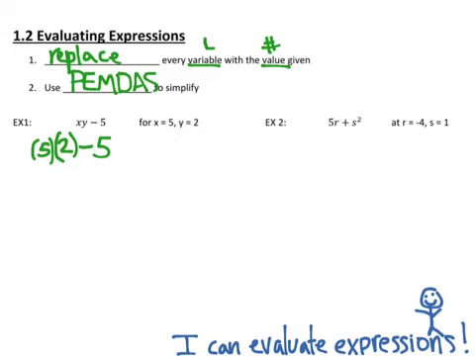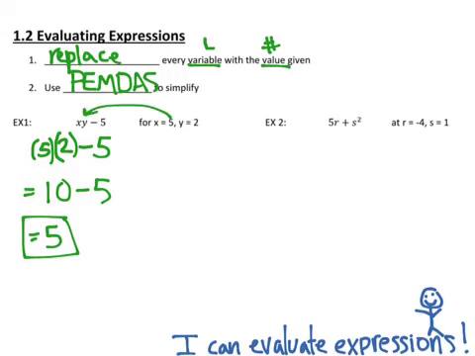Now we're going to use PEMDAS to simplify. So pause the video and try it. All right, so 5 times 2 is 10 minus 5. And we did this multiplication here first. We did that step first because multiplication comes before subtraction. So 10 minus 5 equals 5. And that's how to evaluate an expression. The only difference between this lesson and last lesson is we need to plug these numbers in for these specific letters first.